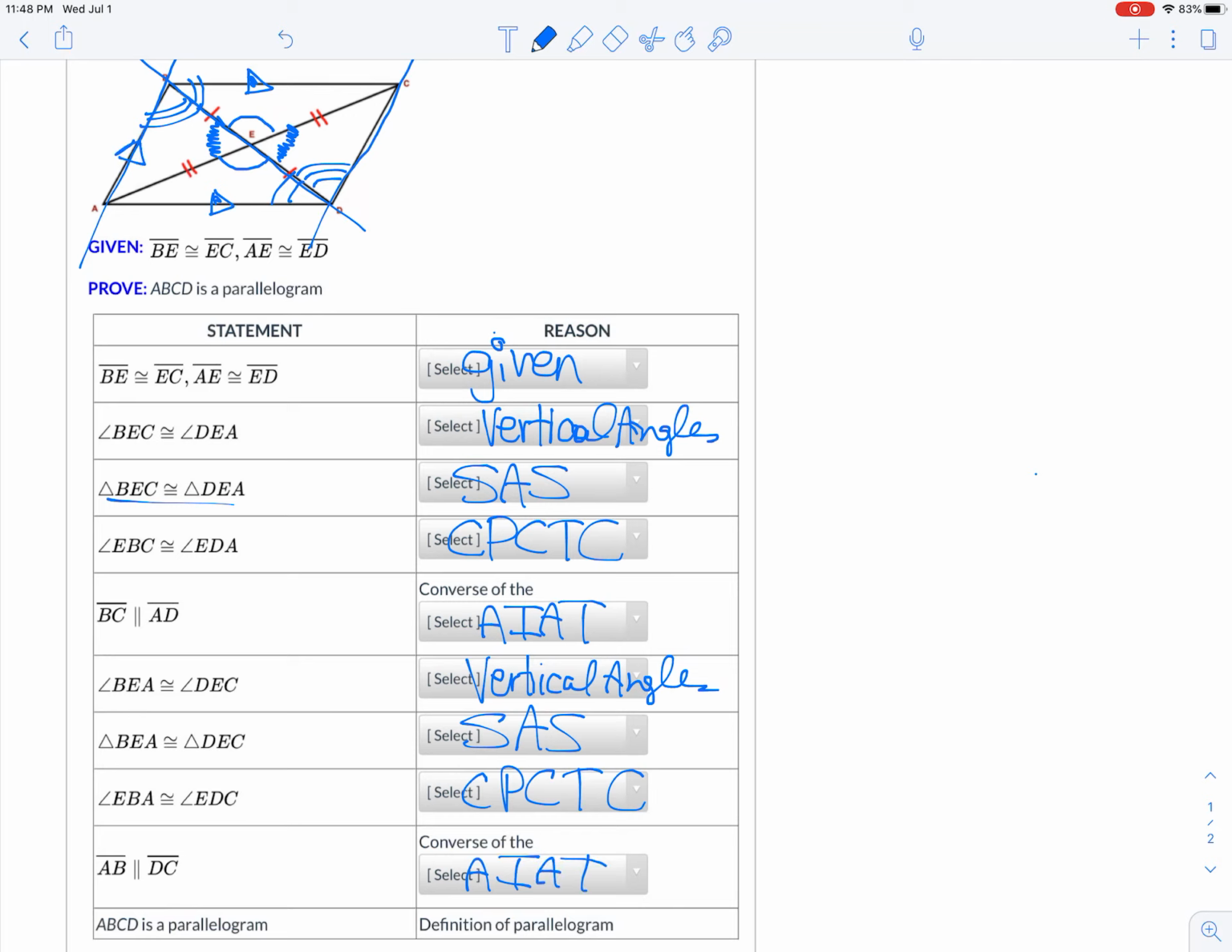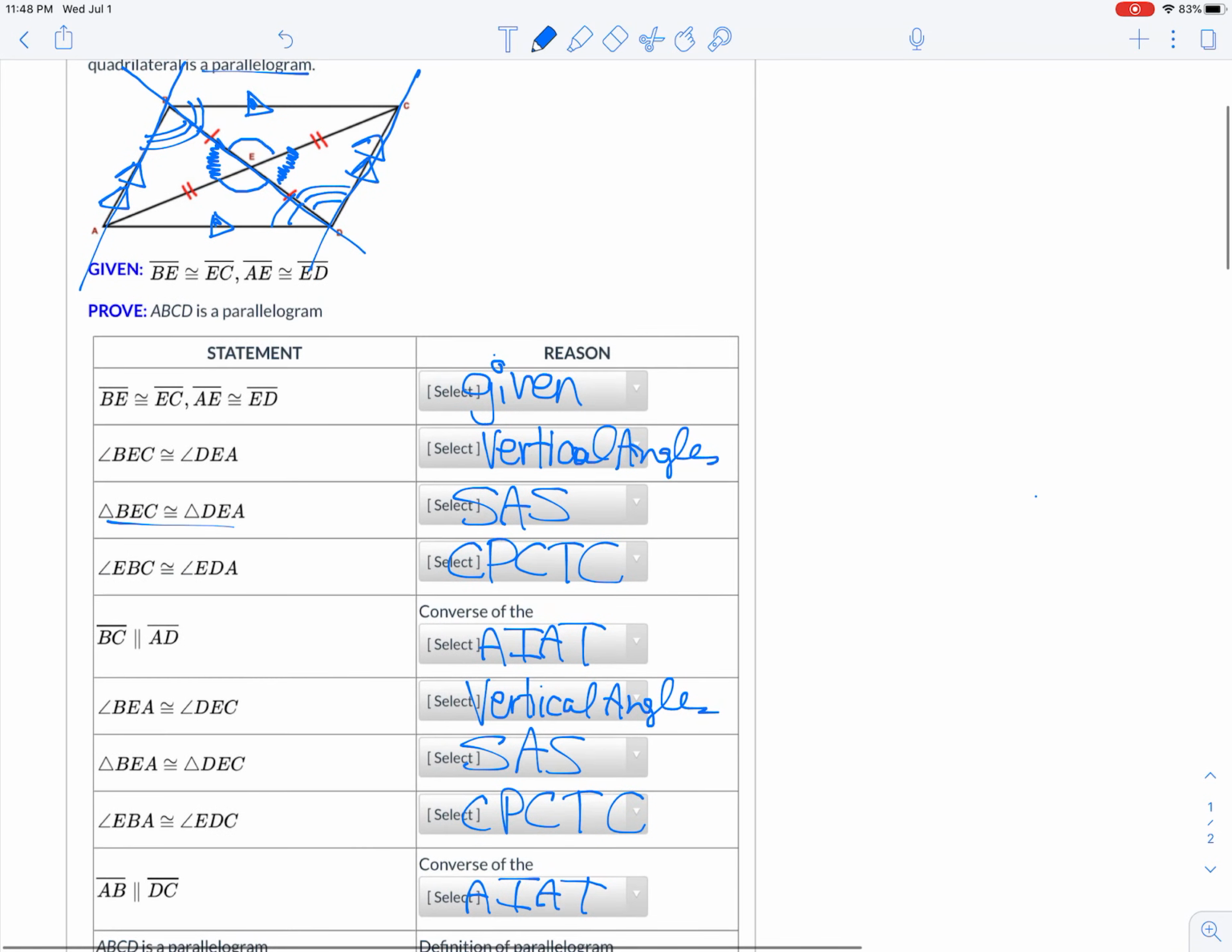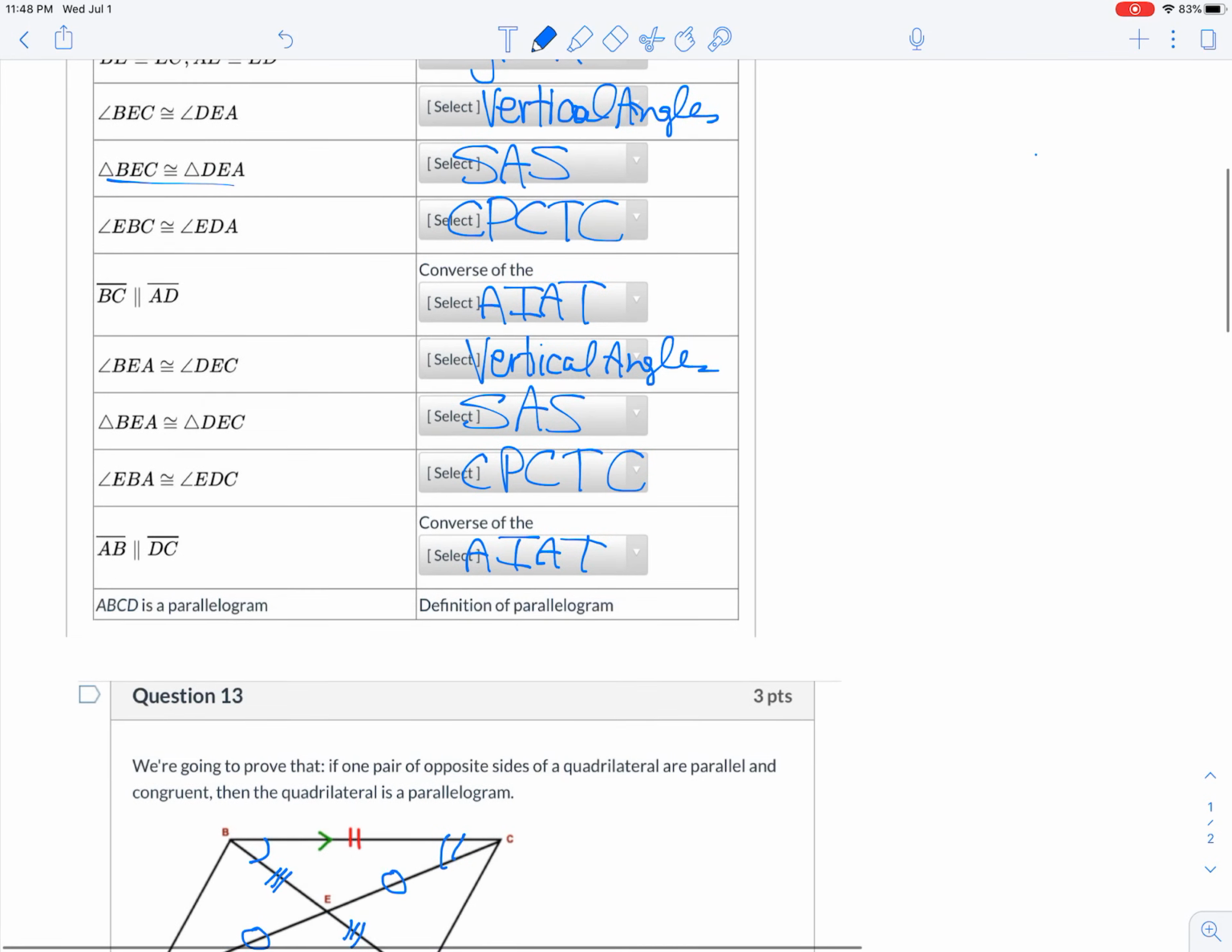We now have a quadrilateral with 2 sets of parallel lines. Opposite sides are parallel. We have a parallelogram.